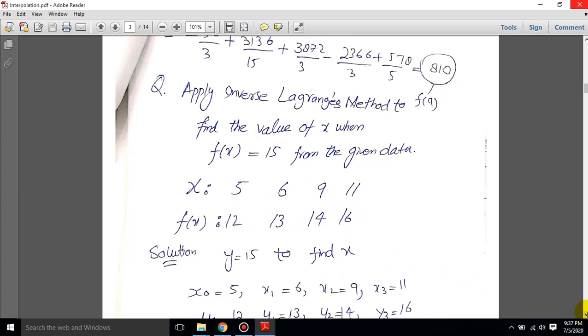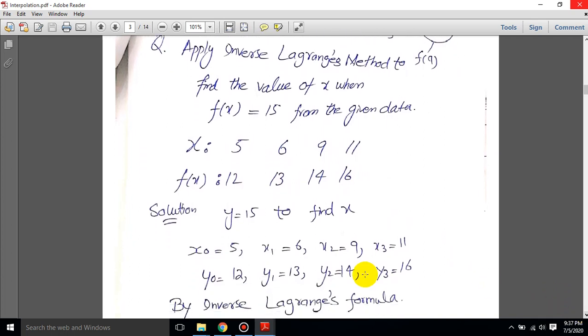Now what we have to do here is take y equal to 15, because f of x is equal to 15. So we have to find the value of x when f of x is equal to 15. First we define the values x0, x1, x2, x3, y0, y1, y2, y3, and then I will show you the inverse Lagrange method.